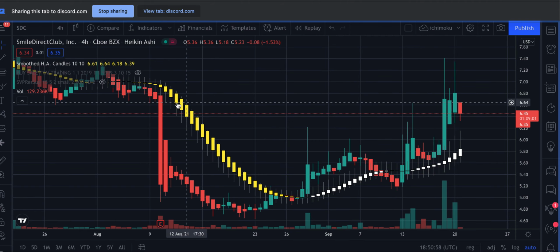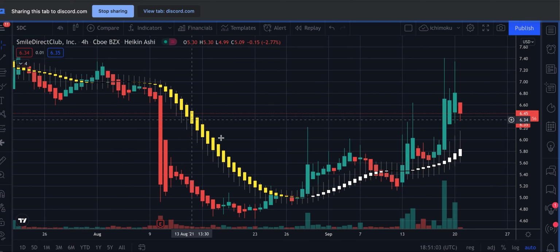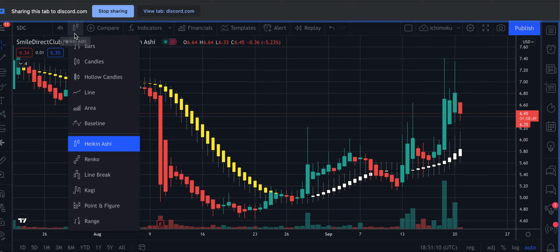The only place you can find these indicators is TradingView. You won't be able to find this anywhere else. And also same thing with the Heikin candlesticks.